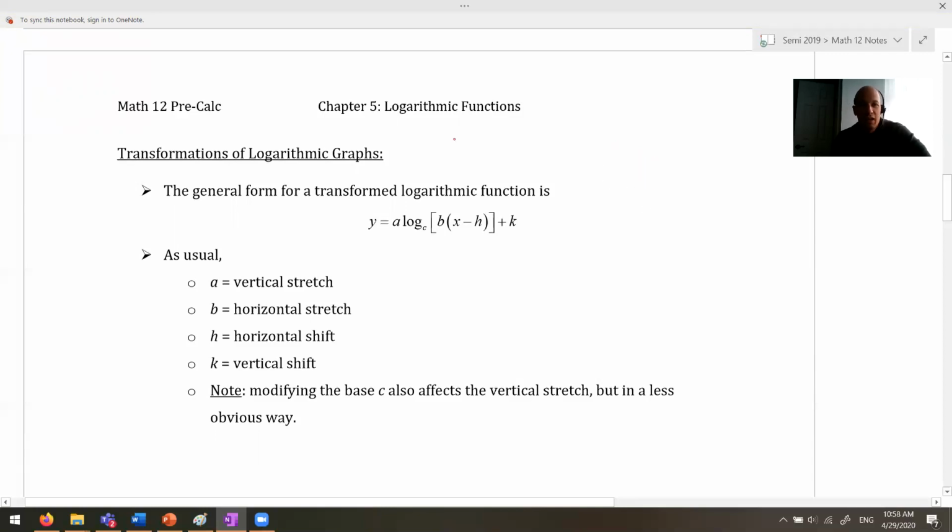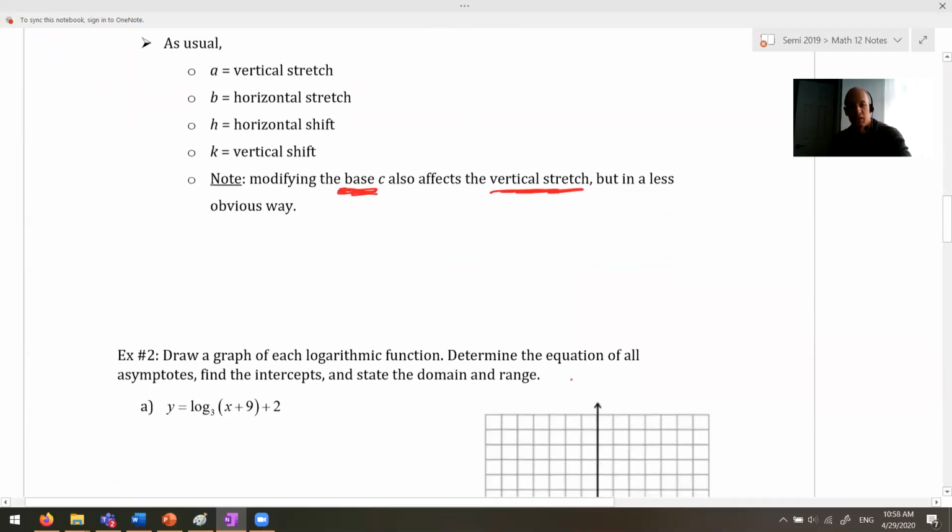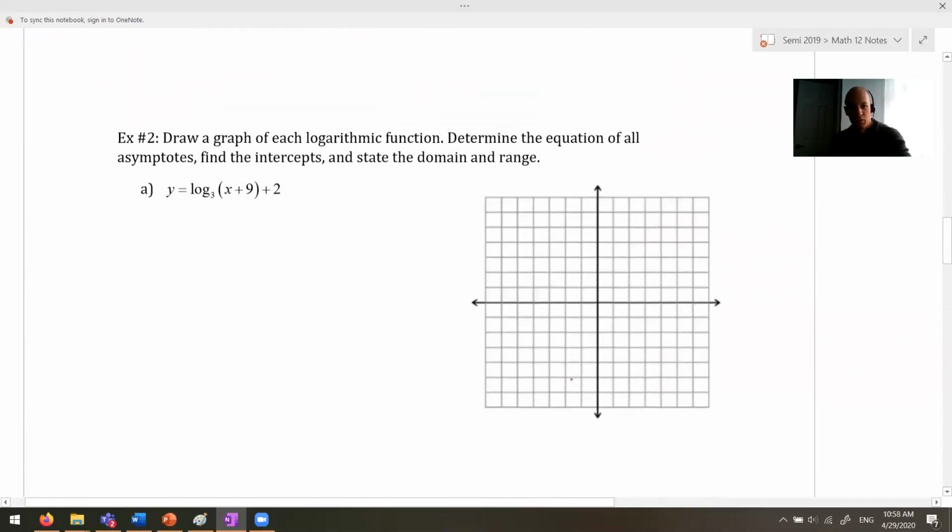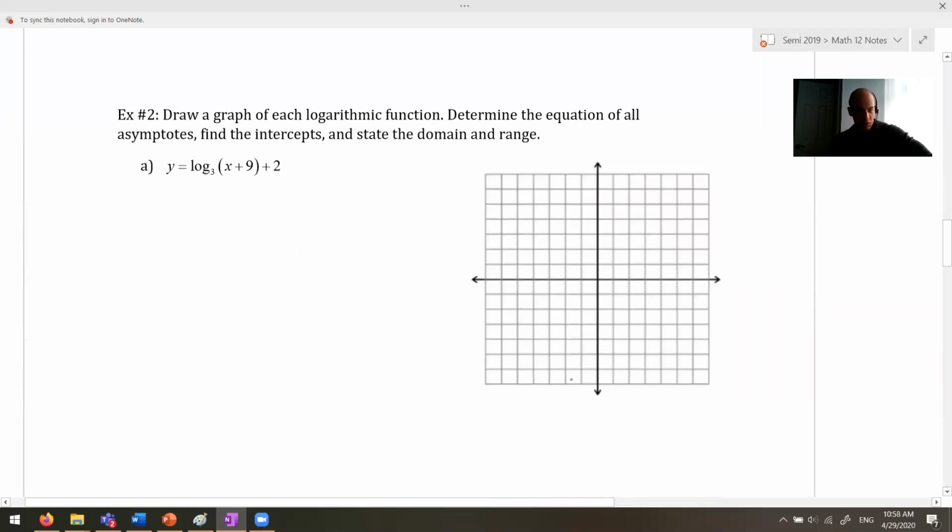But anyway, okay, so A is the vertical stretch, B is the horizontal stretch, and you get all this sort of stuff. And of course, as we just discovered, modifying the base C also affects the vertical stretch. It's not an obvious way, and we'll cover that later. Not much else to say about that. Okay, so most of what you need to be able to do is draw the log graphs and apply transformations.